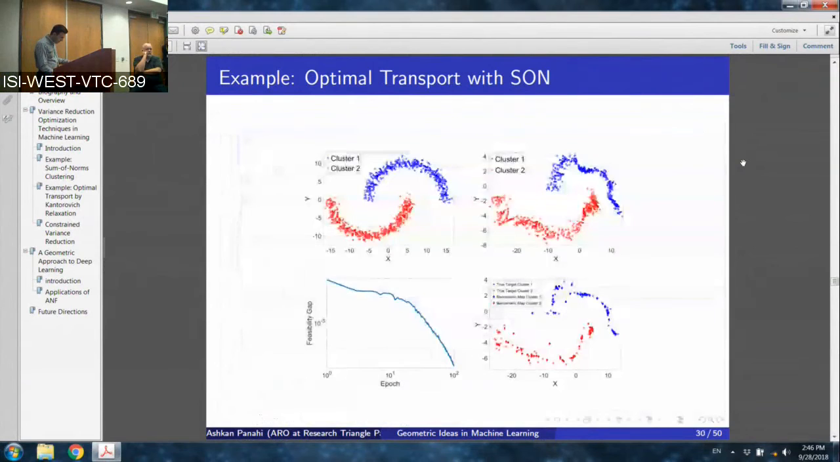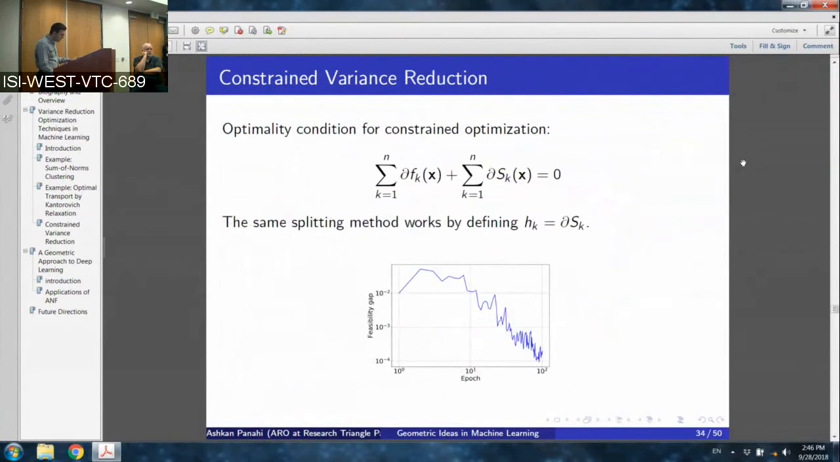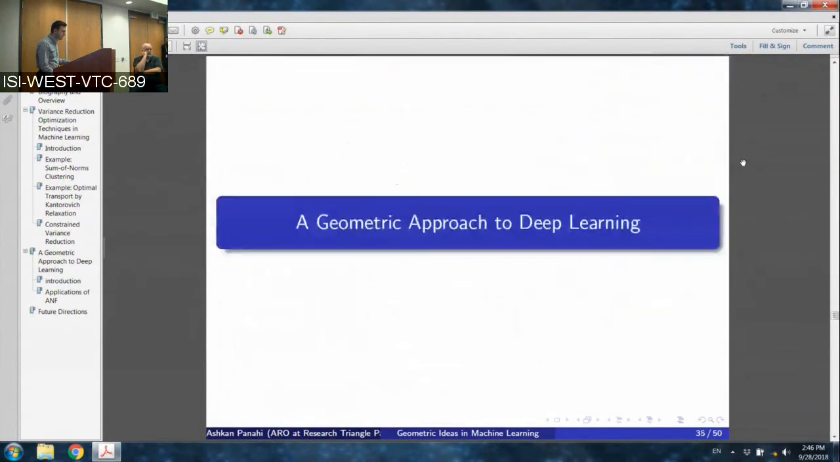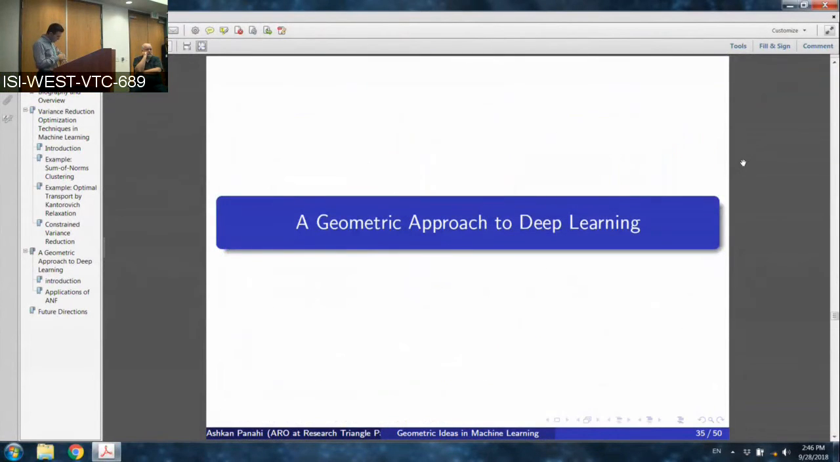Okay, so this is the optimal transport part. For optimal transport, we had this constrained version of variance reduction. This is going to be submitted soon. Okay, so now I'm going to the second part of this talk.